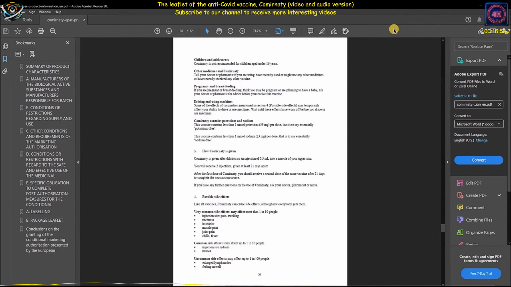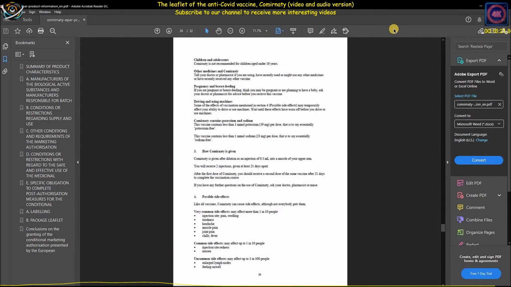Children and adolescents. Comirnaty is not recommended for children aged under 16 years. Other medicines and Comirnaty. Tell your doctor or pharmacist if you are using, have recently used or might use any other medicines or have recently received any other vaccine. Pregnancy and breastfeeding. If you are pregnant or breastfeeding, think you may be pregnant or are planning to have a baby, ask your doctor or pharmacist for advice before you receive this vaccine.